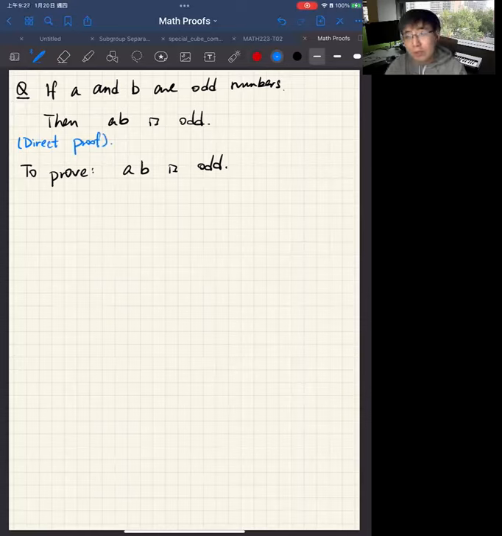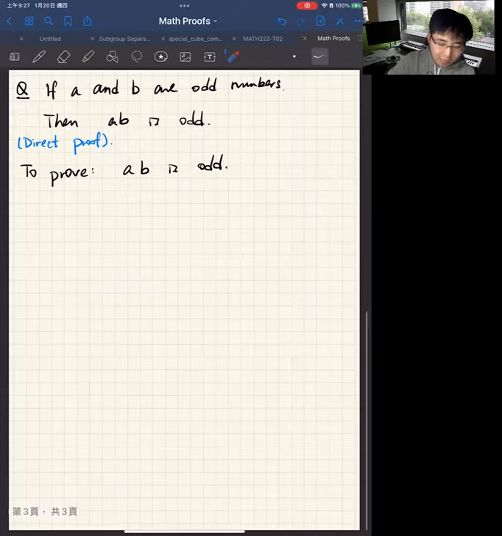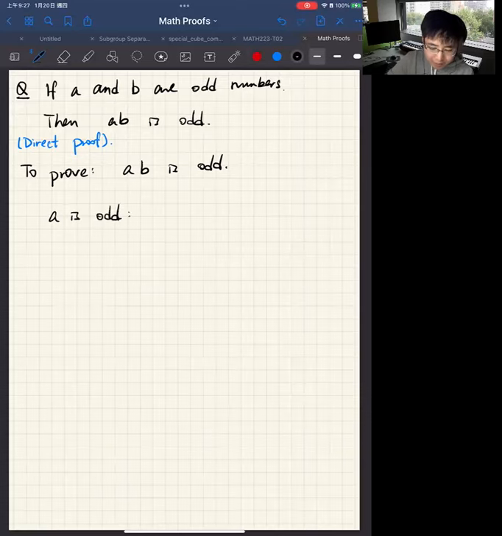So usually how we start a direct proof is as follows. There are some assumptions that are imposed in the question. Say A and B are odd numbers. So we know that, okay? We write A is an odd number. It means that there exists K1 such that A equals 2K1 plus 1, right?